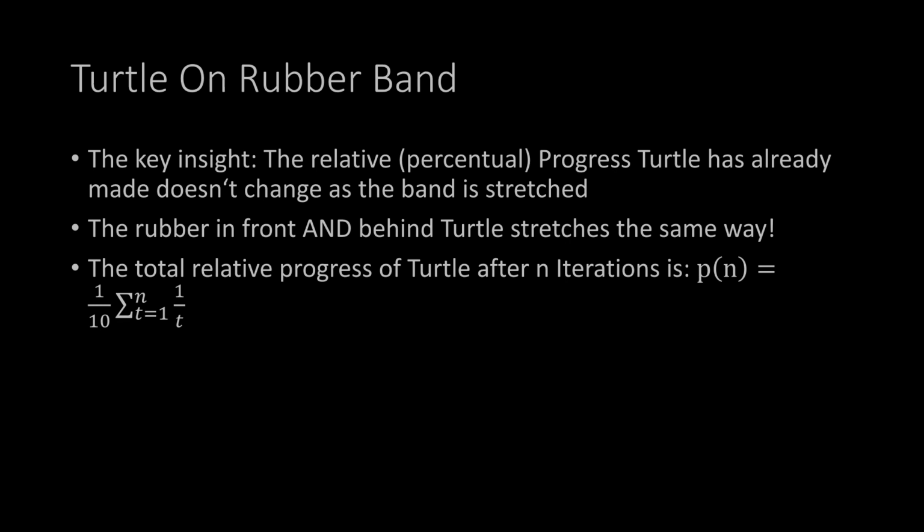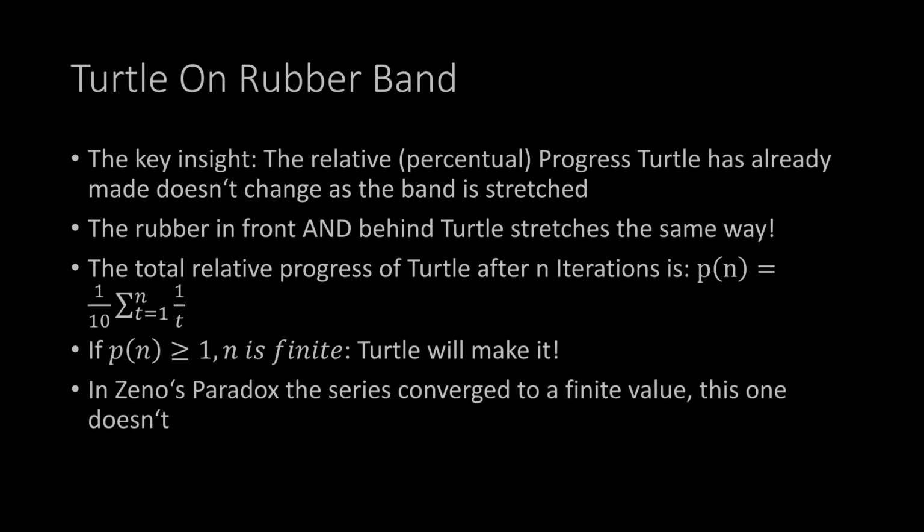So the total relative progress of our turtle after n iterations is 1/10 times the sum over 1 divided by t, where t is the iteration. The 1/10 is usually inside of the sum, but because of the distributive law, we can just pull it out and write it in front. And the big question is, will it get larger than 1? Because once it reaches 1, we are at 100%. That means we are at the end of the rubber band. And of course, n should be finite, so that there is a finite time the turtle will make it.